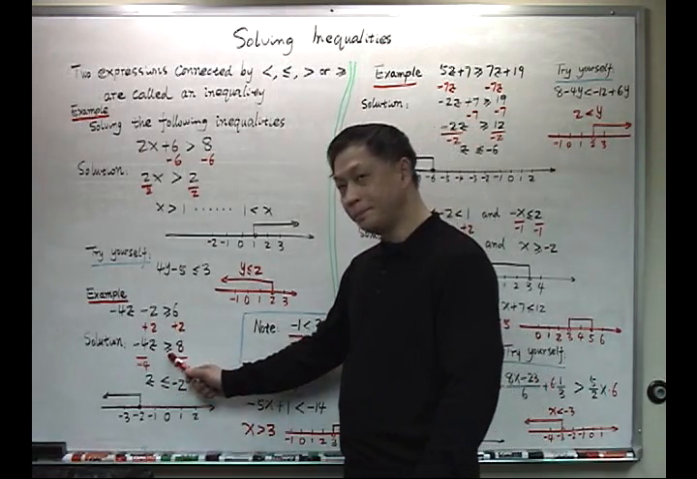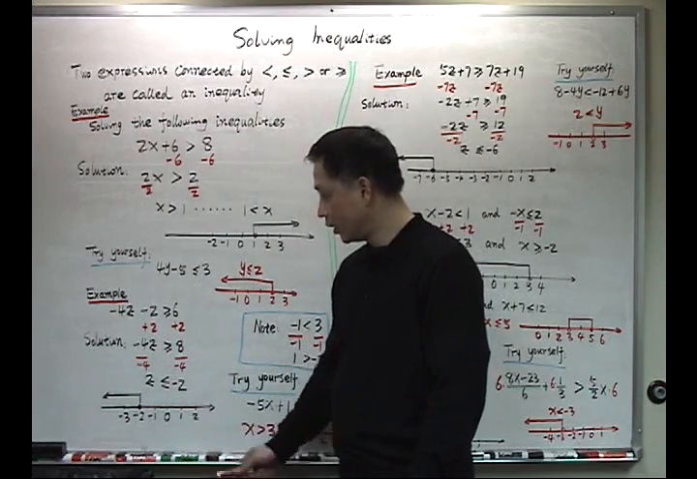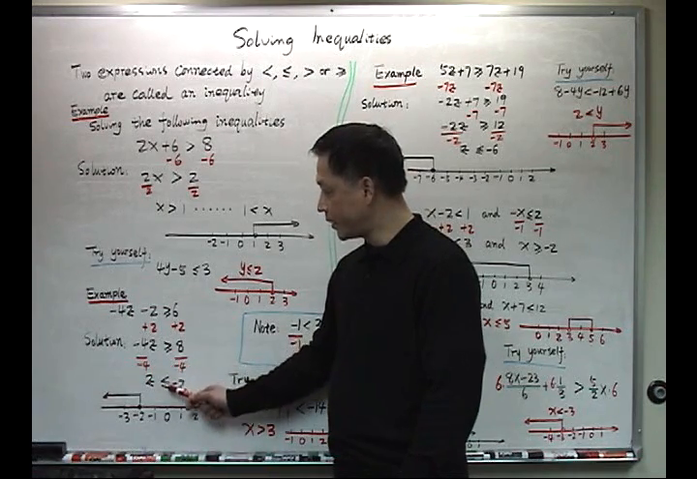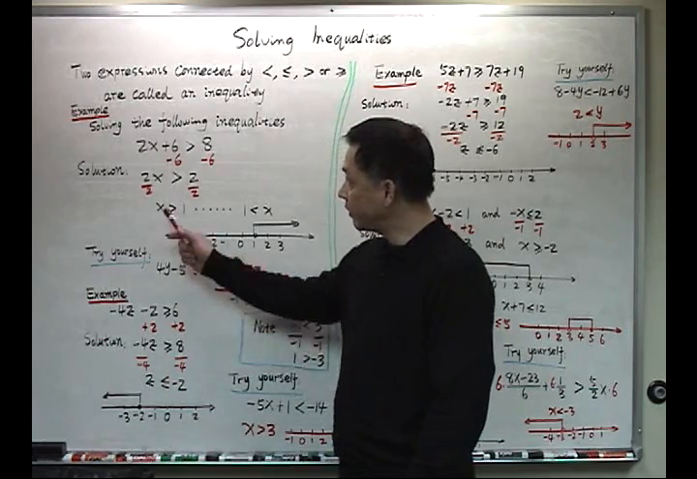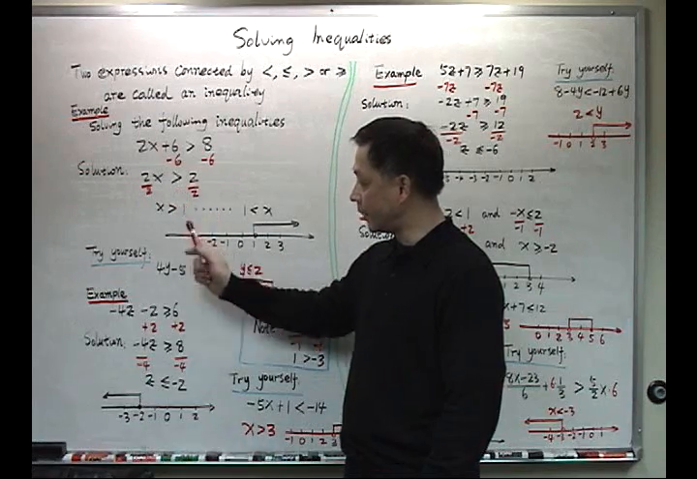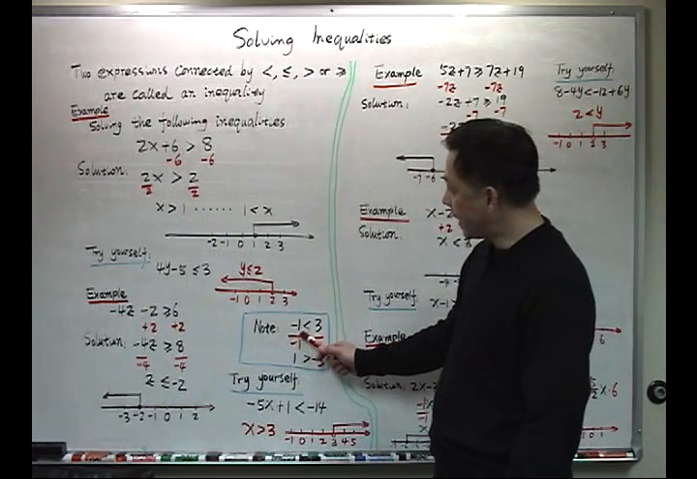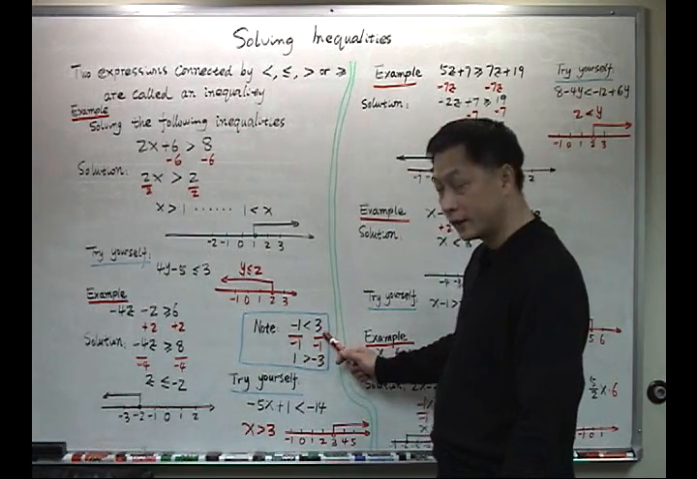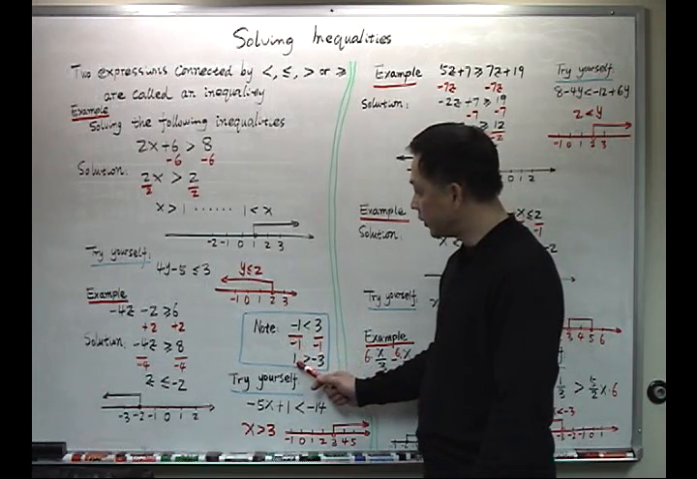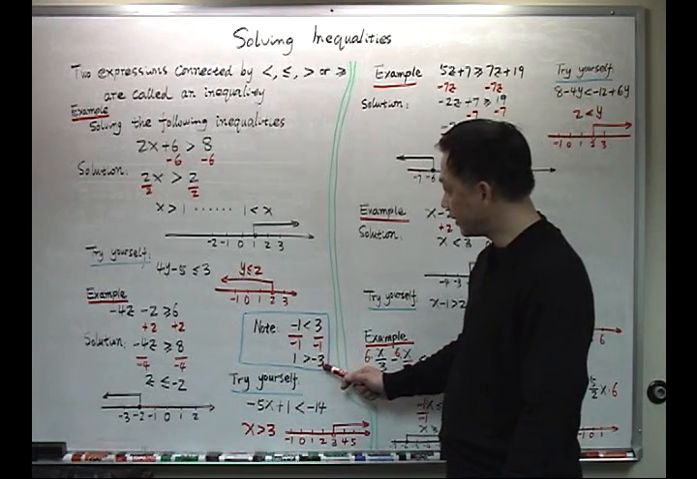It was greater than, here it has to be less than. Why? When we divide by a negative number, we must switch this direction. When we divide by a positive number, we keep the direction. The reason is, look, negative 1 is less than 3. If you divide by a negative number, negative is going to be positive, and 3 divided by negative 1 is going to be negative.